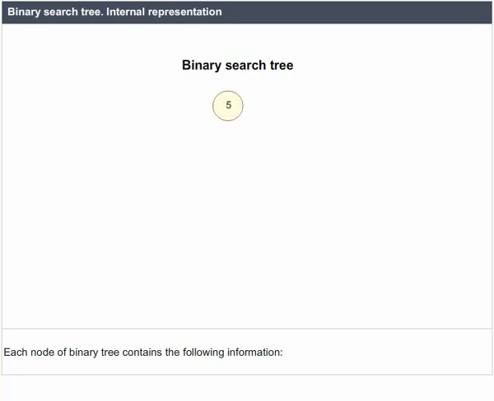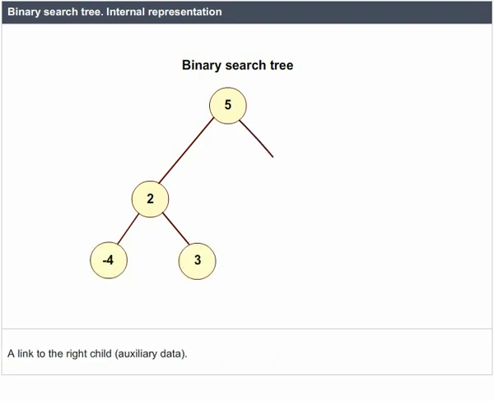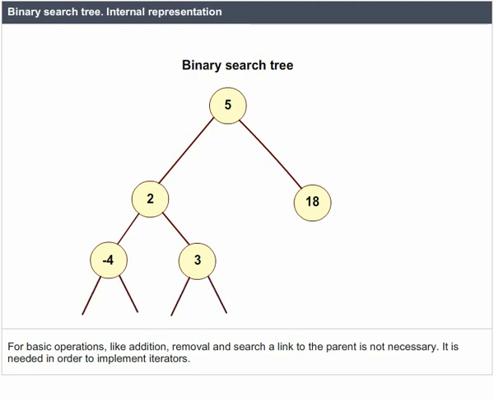Binary search tree, internal representation. Each node of binary tree contains the following information: a value, user's auxiliary data, a link to the left child, a link to the right child. For basic operations like addition, removal, and search, a link to the parent is not necessary. It is needed in order to implement iterators.